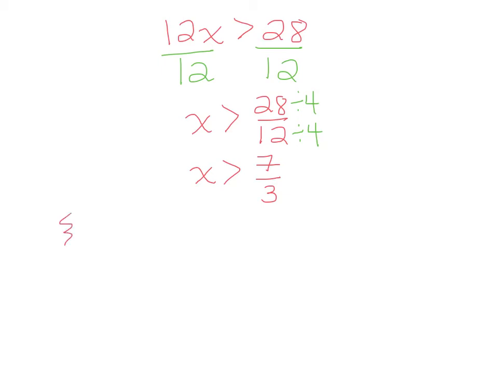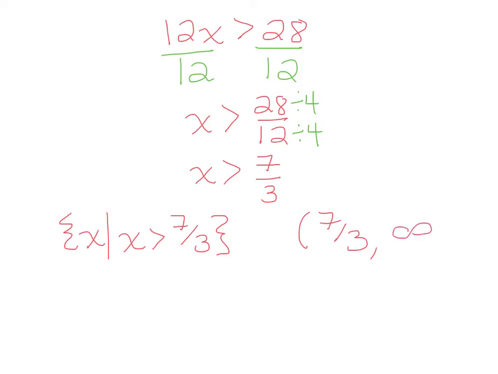In set notation, this would be x such that x is greater than 7/3. Now if x is greater than 7/3, this means that 7/3, close to 7/3, but actually not 7/3, would be the smallest number that it could possibly be. And the largest number, well, it can go as far on as infinity. So this would be the interval notation.